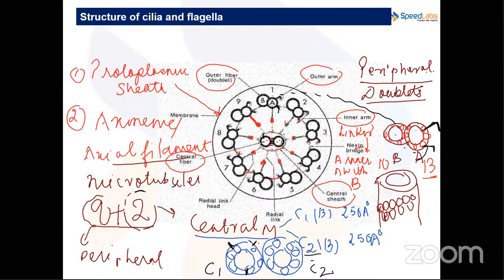The inner arm of the A is linked to the B subunit. All right. So this entire structure forms a linked structure. So till here, have you understood? Just a second. Let me just write everything in detail once more.